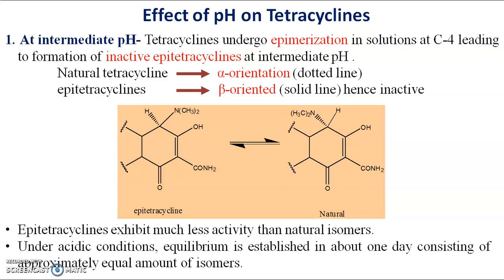Epitetracyclines exhibit much less activity than the natural isomer, and under acidic conditions, they establish equilibrium in about 1 day, consisting of approximately equal amounts of each isomer.